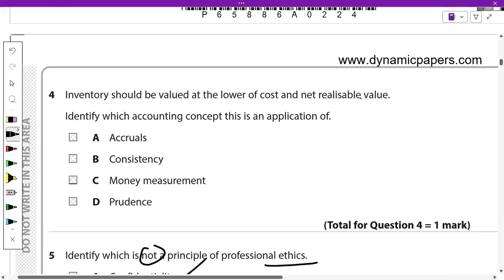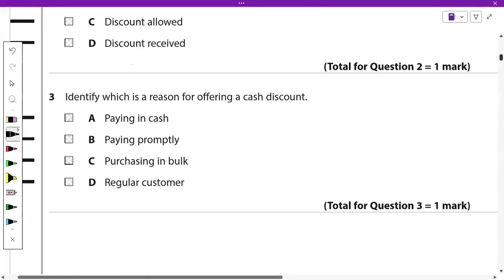Inventory should be valued at lower of cost and net realizable value. Identify which accounting concept this is an application of. Okay, so this is basically prudence, because prudence says that we should record our expected losses earlier, and we should not record our expected income. So the D option is the right one. Identify the reason for offering a cash discount. This is very easy, that our customer should pay us promptly.